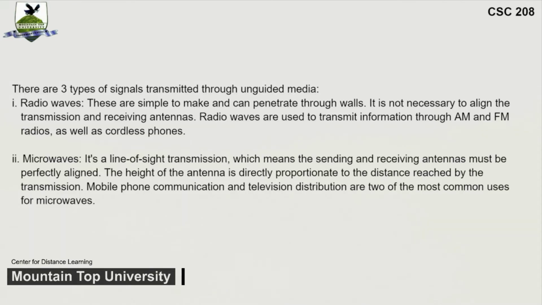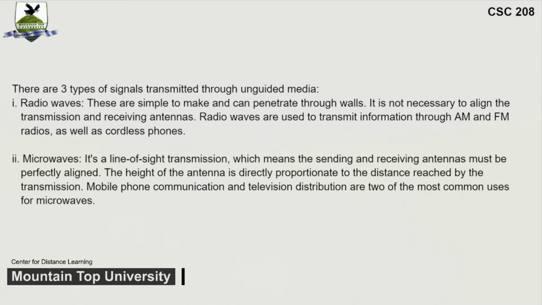There are three types of signals transmitted through unguided media. 1. Radio waves. These are simple to make and can penetrate through walls. It is not necessary to align the transmission and receiving antennas. Radio waves are used to transmit information through AM and FM radios, as well as cordless phones.